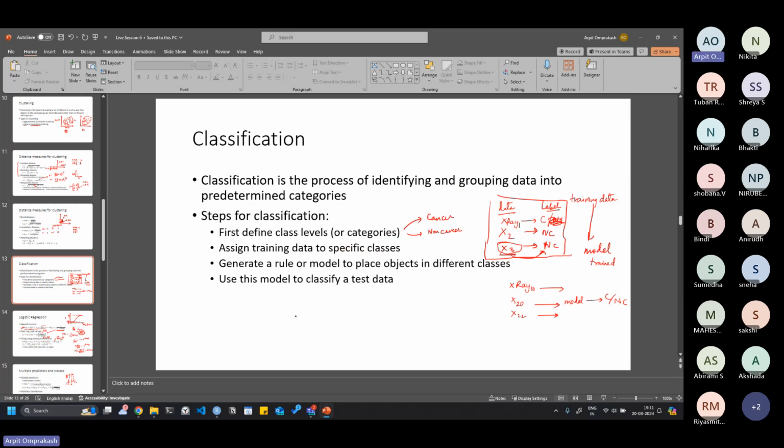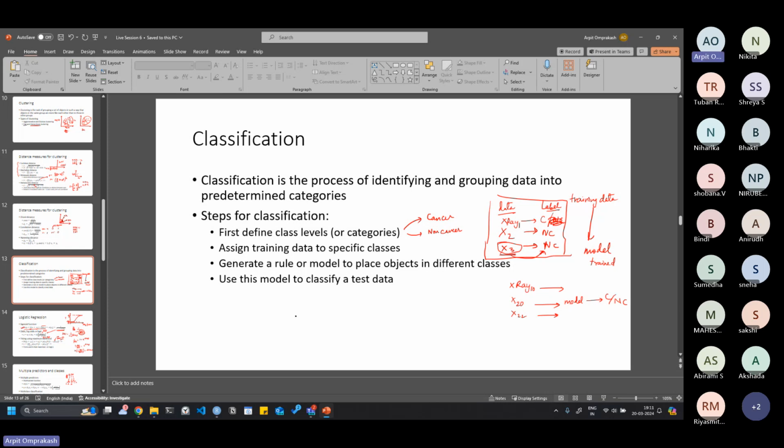We also talked about classification. Classification is basically the process of identifying and grouping data into predetermined categories. So we first need to define some class labels or categories. Then we need to assign training data to specific classes and generate a model to place objects in different classes. Then we need to use this model to classify test data.